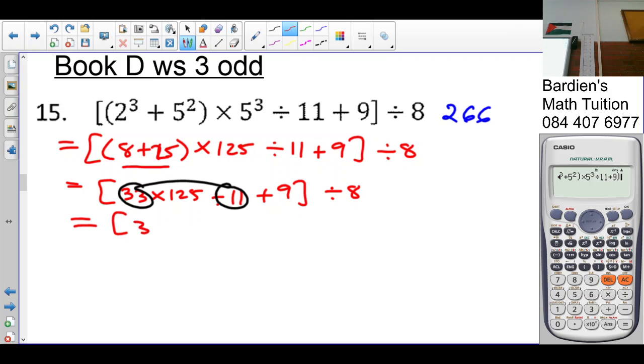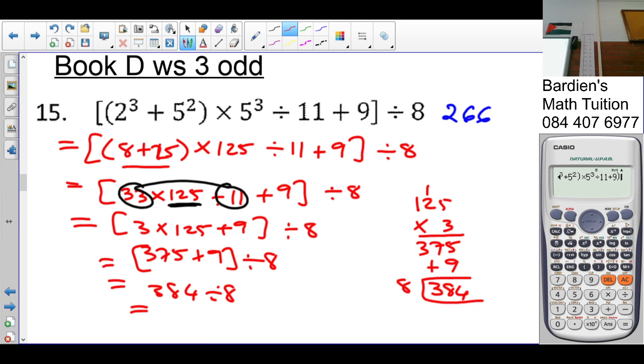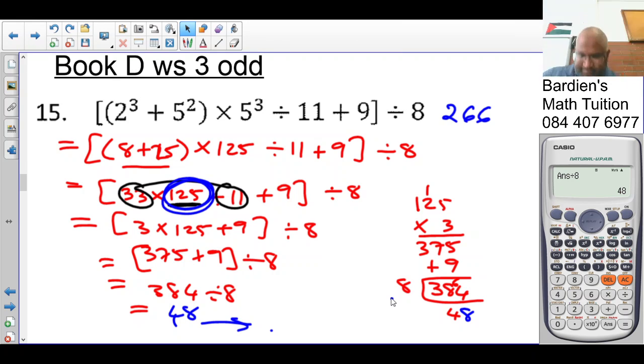I'll do first, which is 3 times 125 plus 9 divided by 8. I think my mistake was here. I wrote 25, it's 125. So 125 times 3 I give you 375 plus 9 divided by 8. Here we go, 384 is the number we are looking for, divided by 8. 8 goes into 64. 384 divided by 8 is 48. Sorry about that, my mistake was here. I wrote 125. Okay.